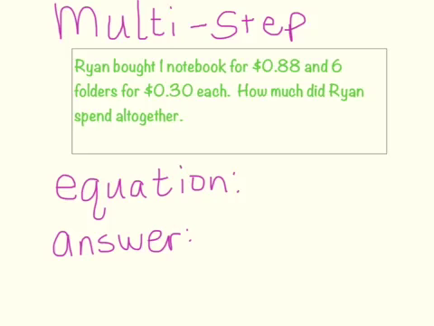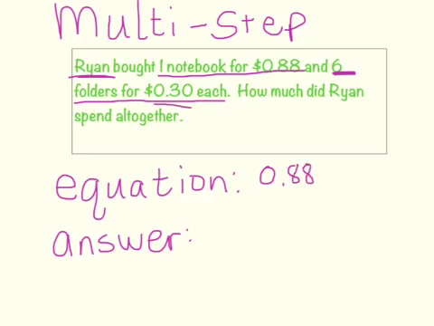If you're thinking about the problem, think about what you know. Ryan is our character. We know he bought one notebook for 88 cents, and then we know he bought 6 folders for 30 cents each. We need the solution equation for this problem. To begin with, I will use that 88 cents. And I will be putting it all together, which tells me we're going to be using addition. So I'll be adding on to that the folders.